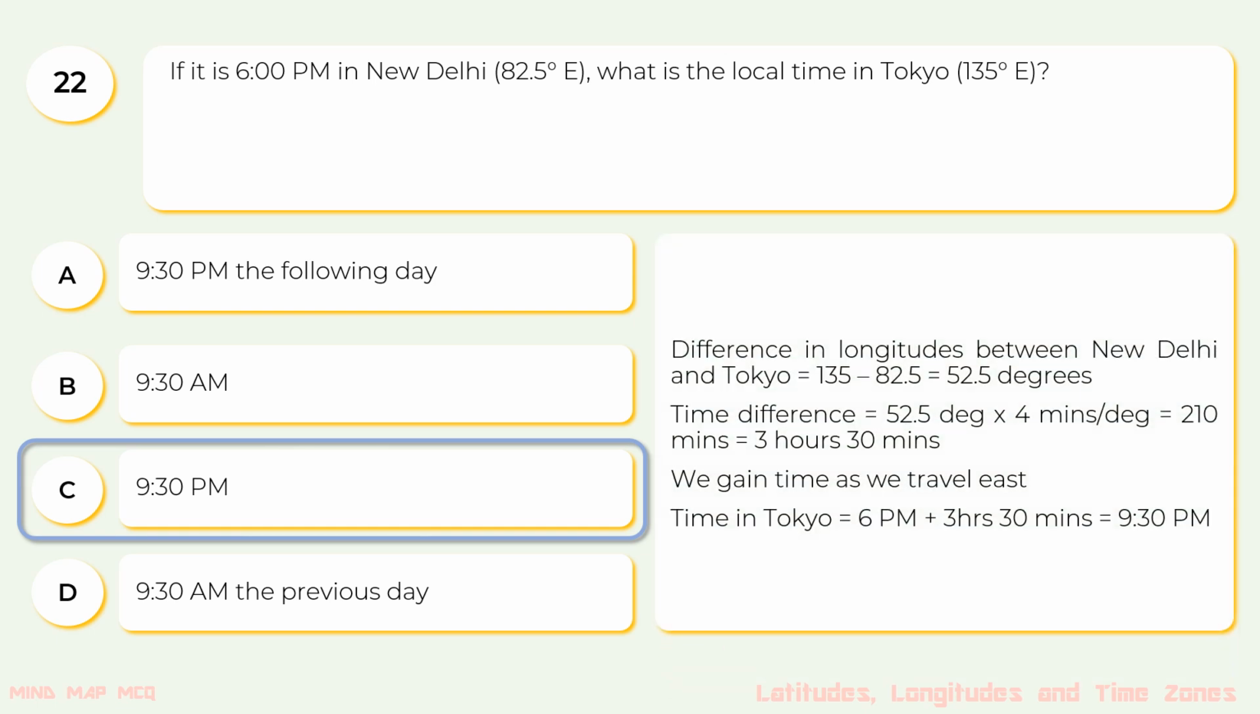Difference in longitudes between New Delhi and Tokyo is 135 minus 82.5 is equal to 52.5 degrees. Time difference is equal to 52.5 into 4, which equals 210 minutes or 3 hours 30 minutes. As we travel east, we gain time. So time in Tokyo would be 6 p.m. plus 3 hours 30 minutes, which is 9:30 p.m. the same day.